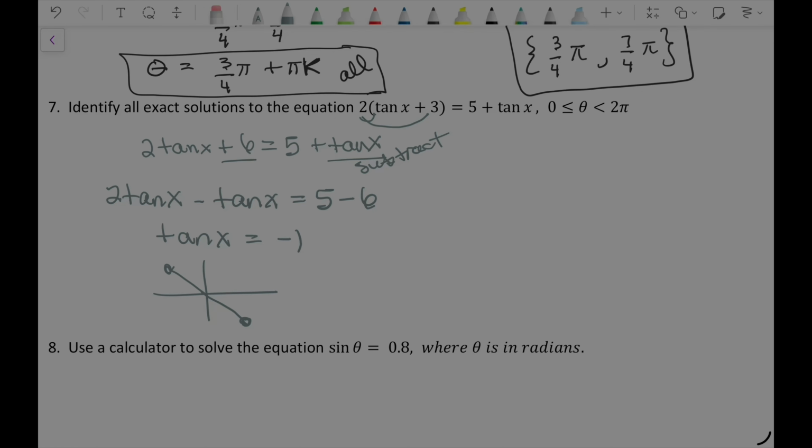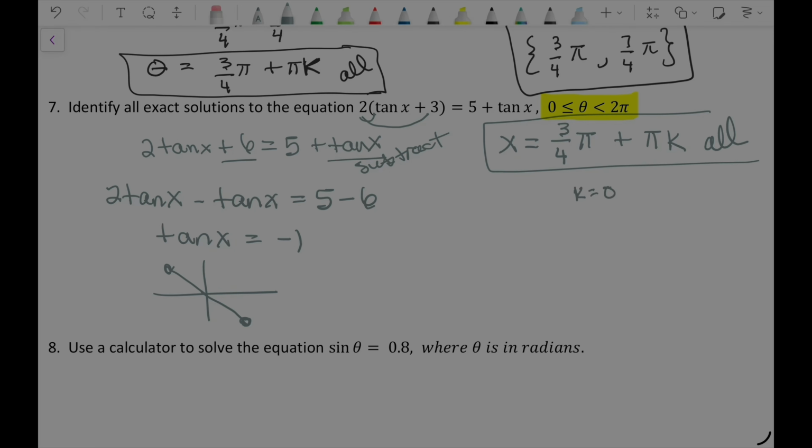So that happens when x is 3/4 pi plus pi k. This is all the solutions forever and ever. And if I want the specific ones in this region of interest, we plug in some k values.